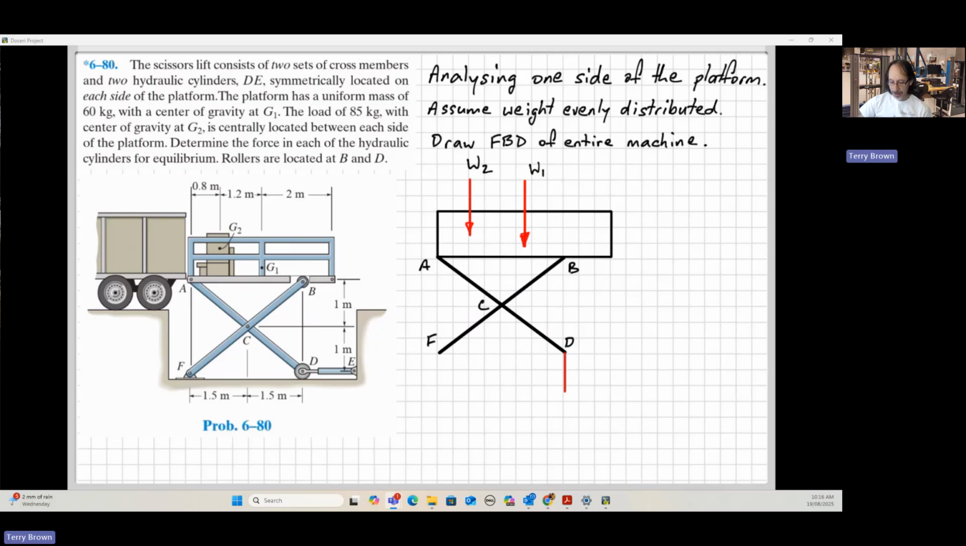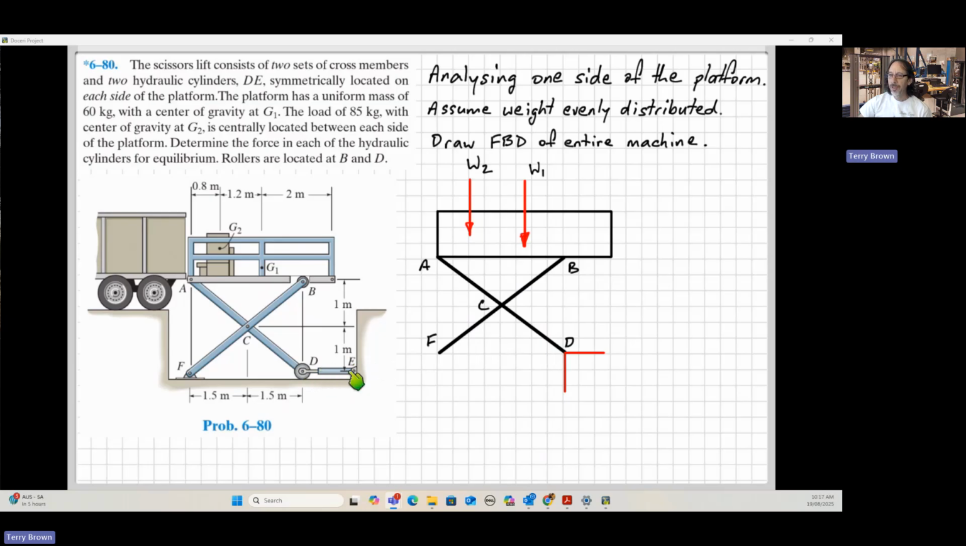So now we need to look at where this machine is connected to other things and where we've disconnected it, or imagine that we've disconnected it, and we're now looking at the forces that are acting. So down here at point D, we've got a roller support, so just a vertical reaction there, and then we've also got the force exerted on the scissor lift by the hydraulic cylinder. That's going to be a two-force member, so it's only connected at D and E.